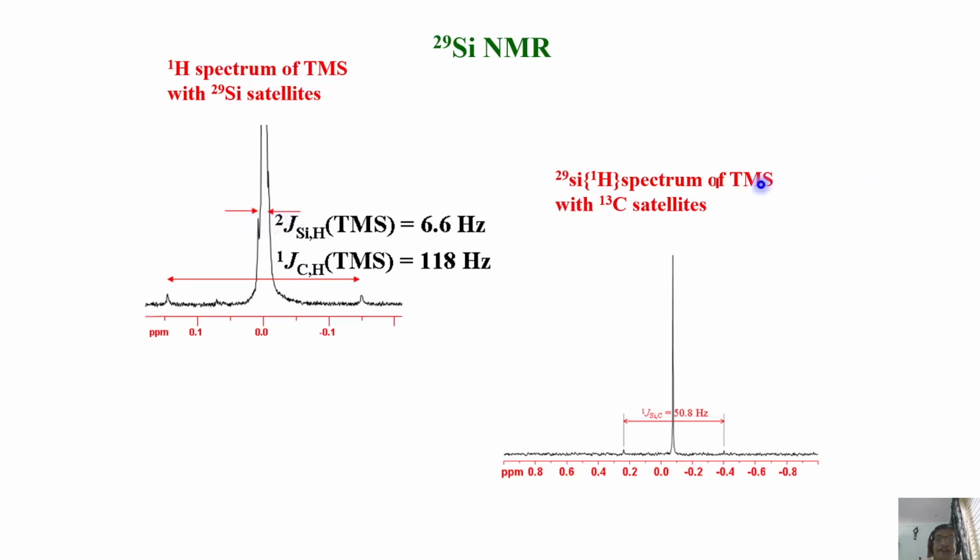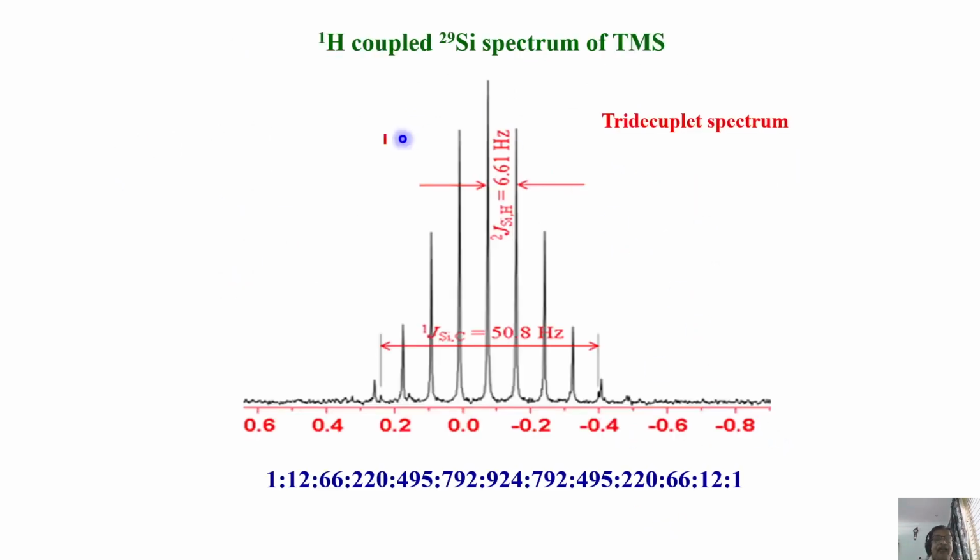On the other hand, I can see silicon NMR with proton decoupling, then I get carbon satellites. Very interesting, right? TMS, tetramethylsilane, silicon NMR is also possible. In proton NMR, I get silicon satellites and carbon satellites. If I see silicon NMR with proton decoupling, I see carbon satellites. Very interesting things. On the other hand, I can see proton-coupled silicon. Here, how many peaks should I expect? There are 12 protons, all are equivalent, remember.